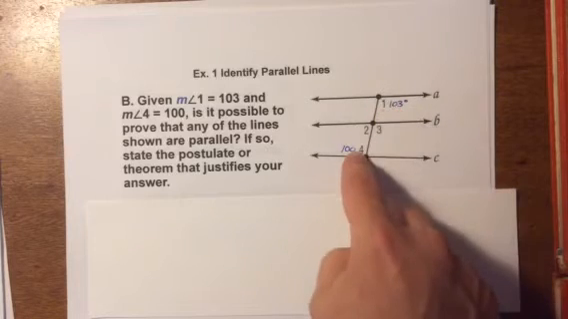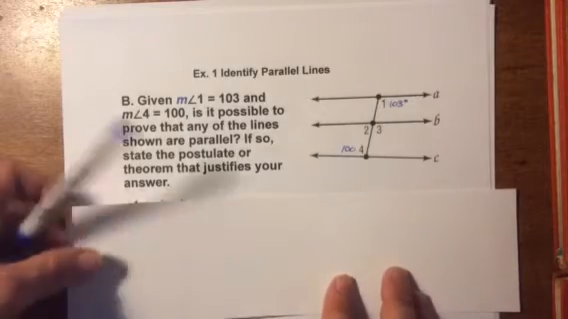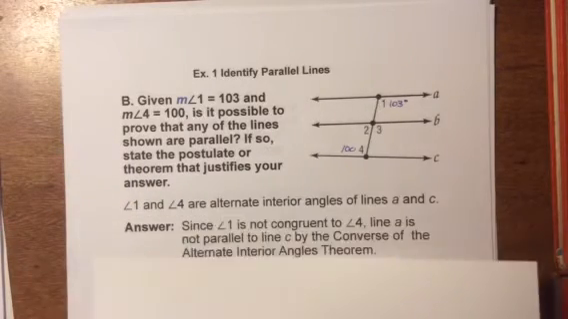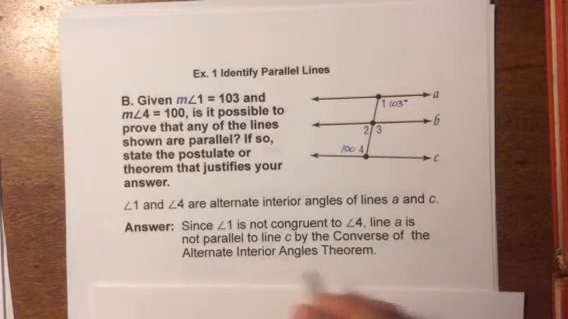Well, 1 and 4 would be alternate interior angles, and they are not congruent because they don't have the same measure. 1 and 4 are alternate interior angles of lines A and C. Since 1 and 4 are not congruent, though, line A is not parallel to line C by the converse of the alternate interior angles theorem, or the alternate interior angles converse.